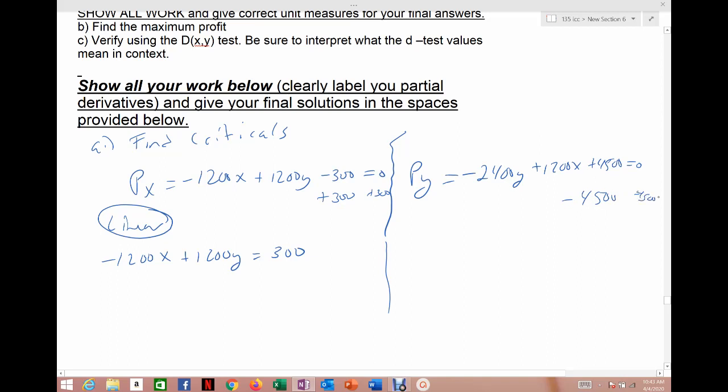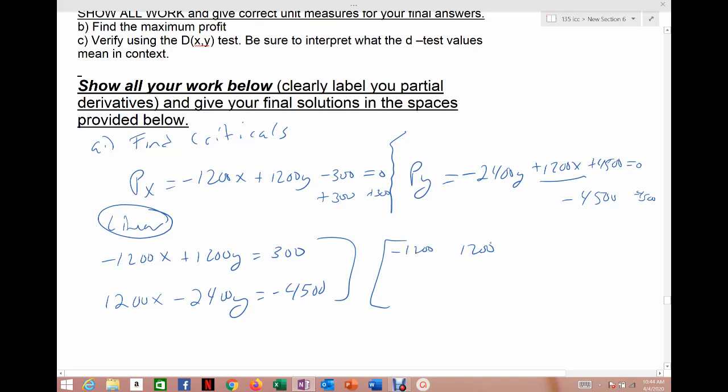So I'm going to get, and rewrite it, x first, so +1200, right? The x value first. Then the y value, the -2400y equals the -4500. Alright, so that's what we plug into our matrix. So again, just make sure you're careful, because there's 3 1200s, and just make sure you plug them in the right spots and with the right sign.